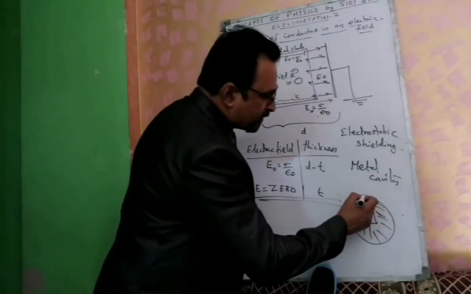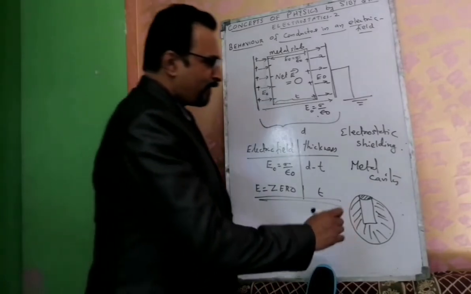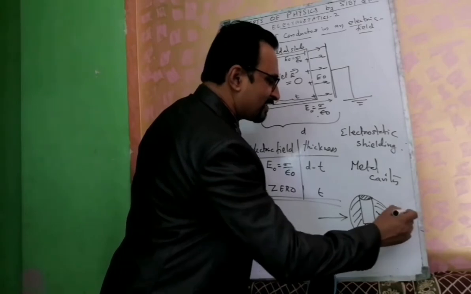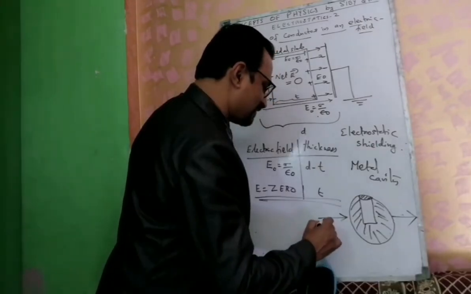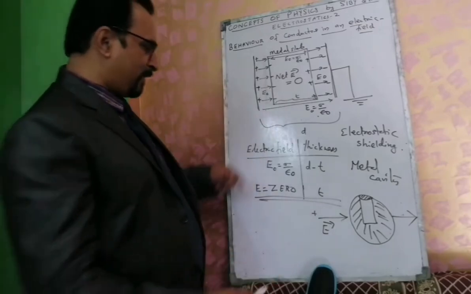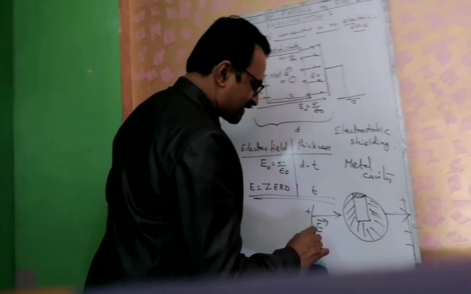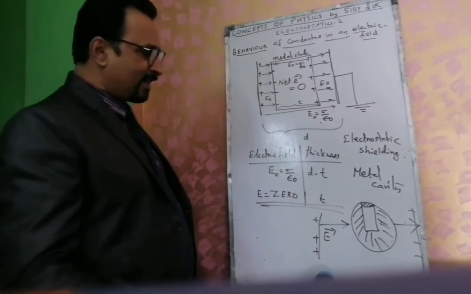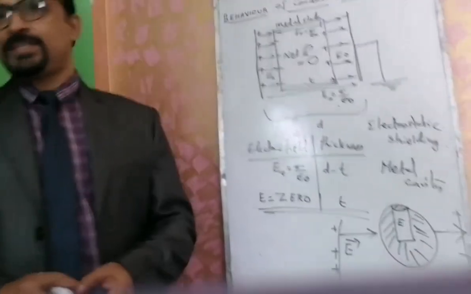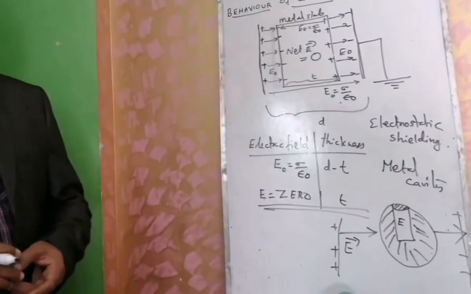And this is closed. Now, if you keep this metal cavity in an external electric field, suppose the same idea, you are keeping it between the positive plate and negative plate of a capacitor. Is there an electric field inside this cavity? How much electric field is there inside the cavity? It is 0.